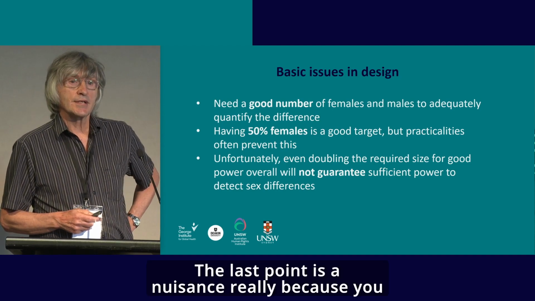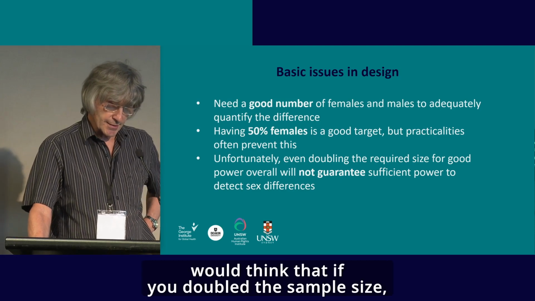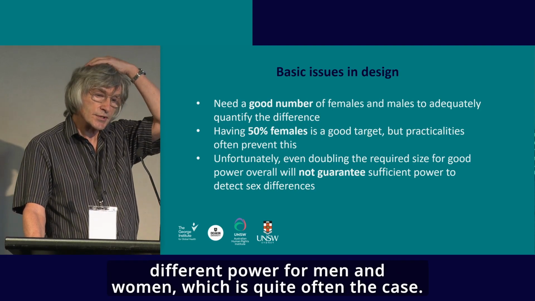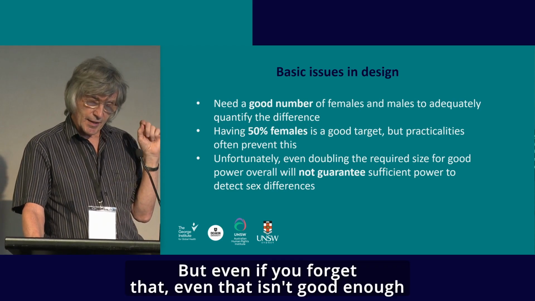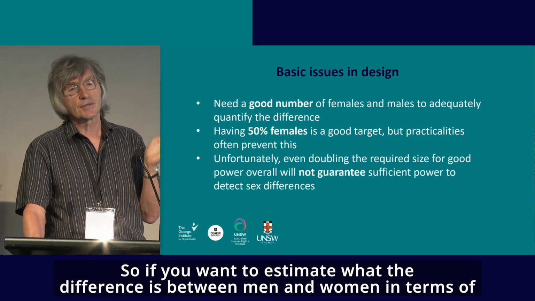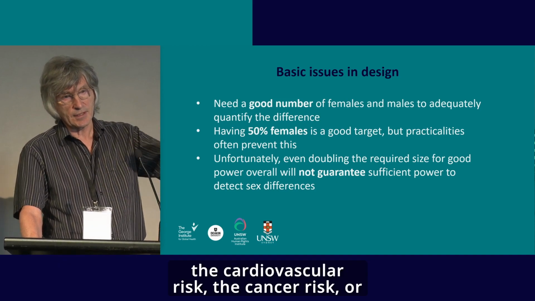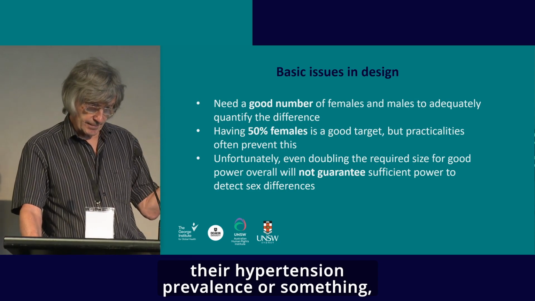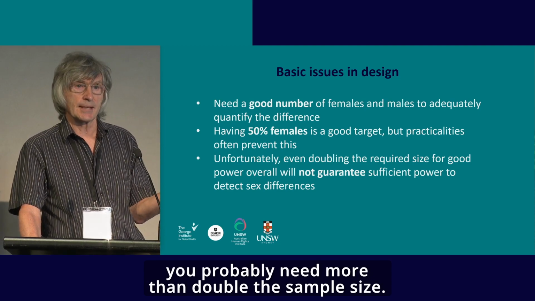The last point is a nuisance, really, because you would think that if you doubled the sample size, notwithstanding what I just talked about, the different power for men and women, which is quite often the case, that would be enough. But even if you forget that, even that isn't good enough if you want to look at the interaction between the two. So if you want to estimate what the difference is between men and women in terms of the cardiovascular risk, the cancer risk, or their hypertension prevalence or something, you probably need more than double the sample size.